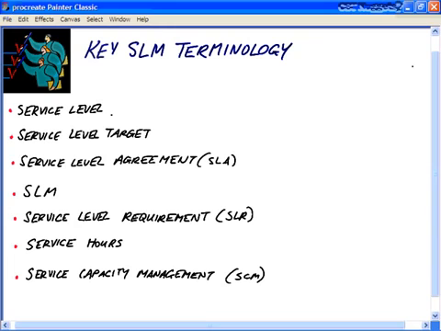The first term is service level itself, and this is basically reported and measured achievement or accomplishment against one or more service level targets. In other words, how are you doing as it relates to your service level target, which is the next term.